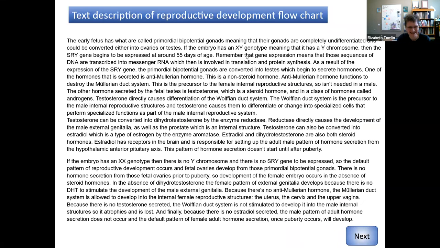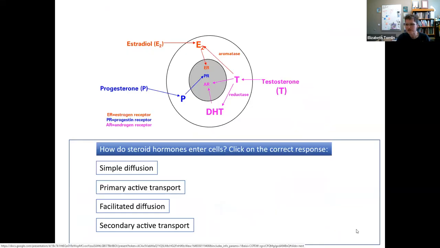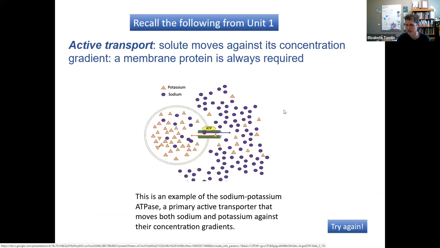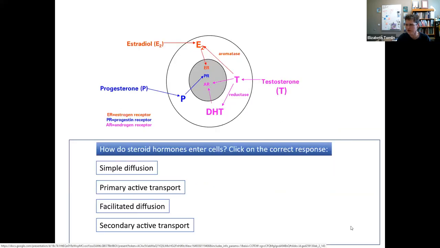So a text description of the flowchart. But then it leads to questions. So how do steroid hormones enter cells? They've got to click on the right response. If they pick the wrong answer, it takes them to a page where it reminds them what primary active transport is. So they try again.